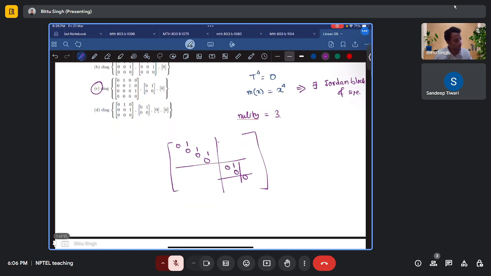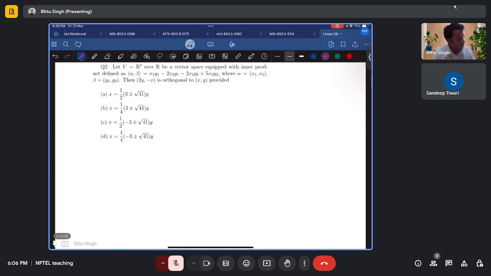Your answer is right. So now let us solve question number 2. Here the vector space V is R2 and the inner product is already defined. We need to see what is the condition such that those two are orthogonal. So let us recall the inner product.